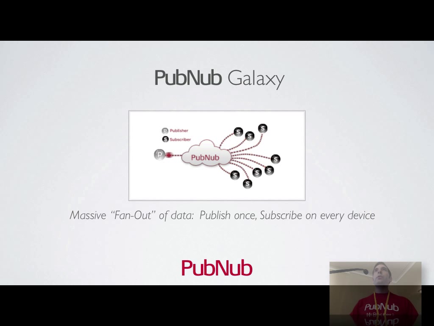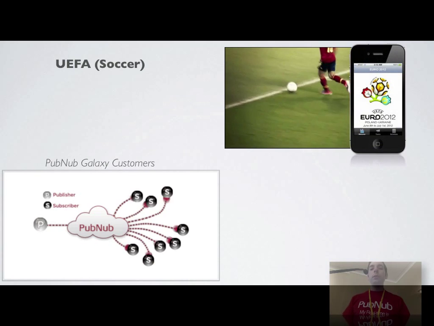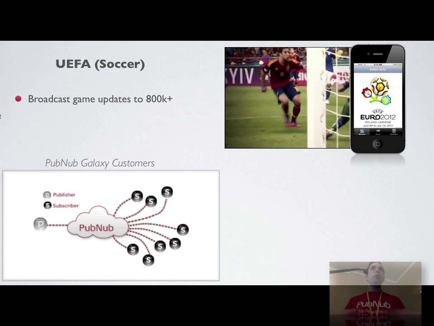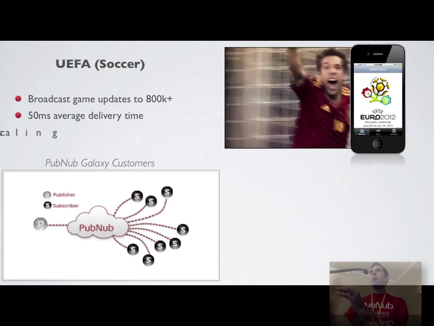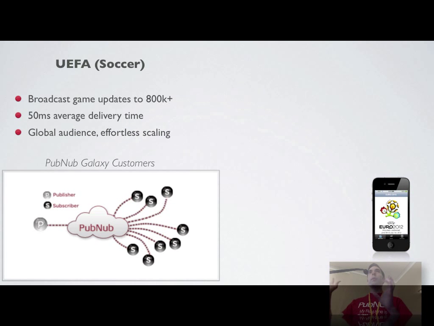PubNub Galaxy allows you to mass fan out to people. You can send one message and send it to millions of people simultaneously. People who have used this technology are UEFA. EuroCup 2012 used PubNub for broadcasting out events, score updates.